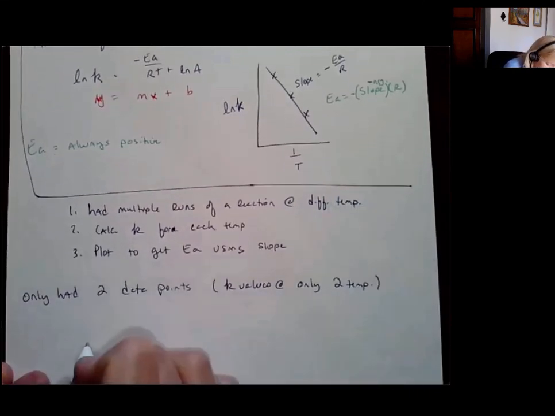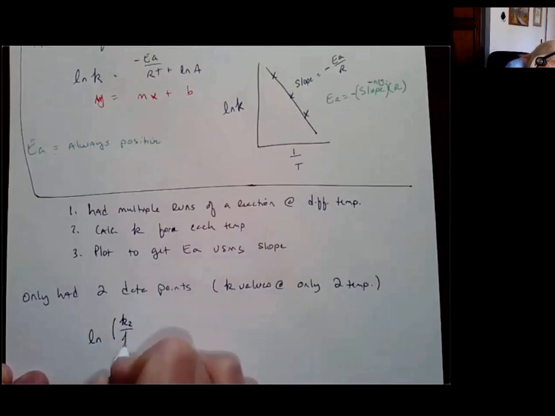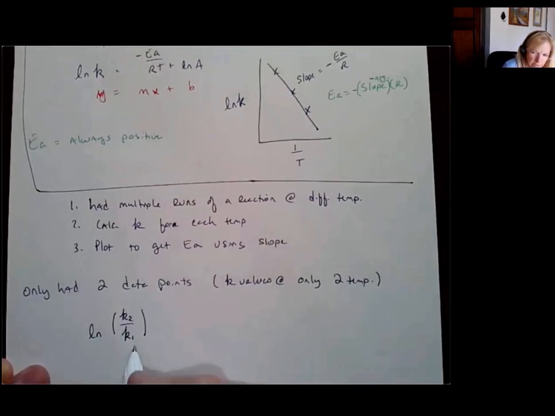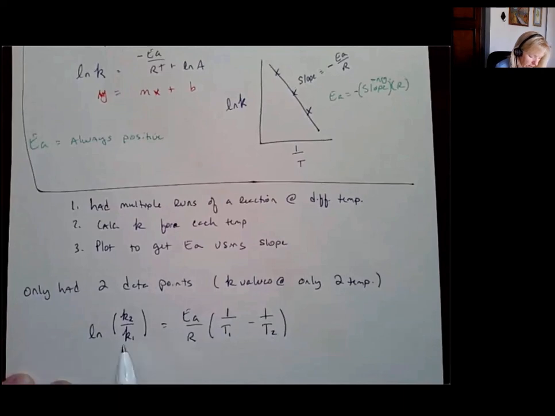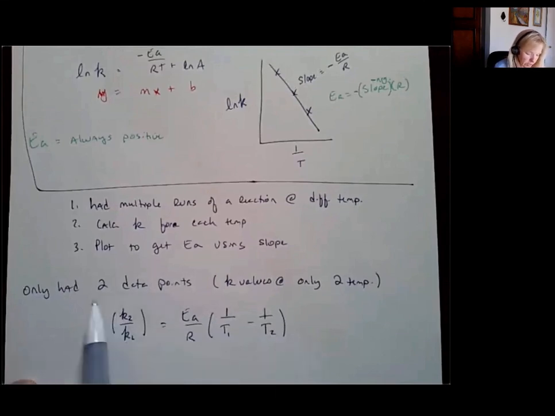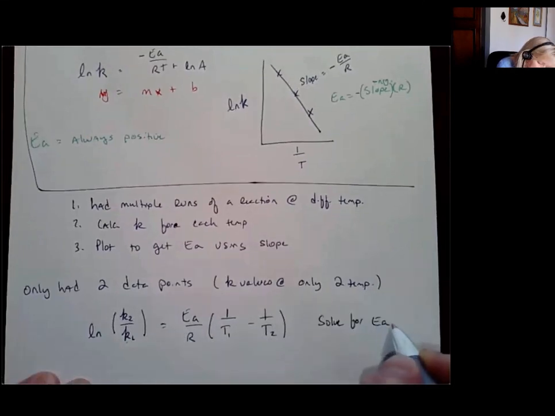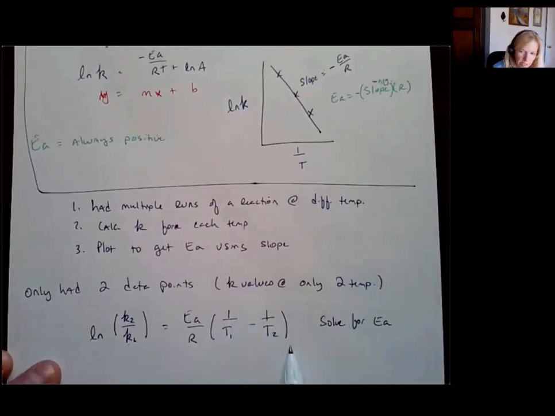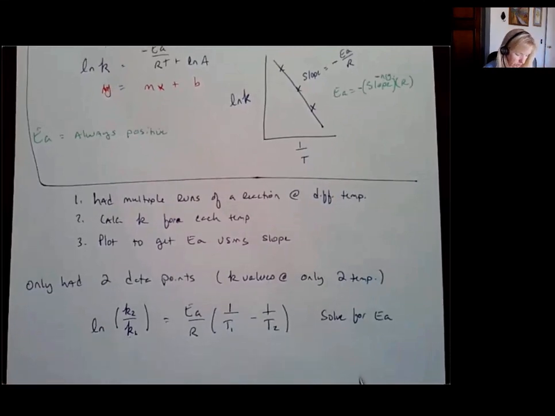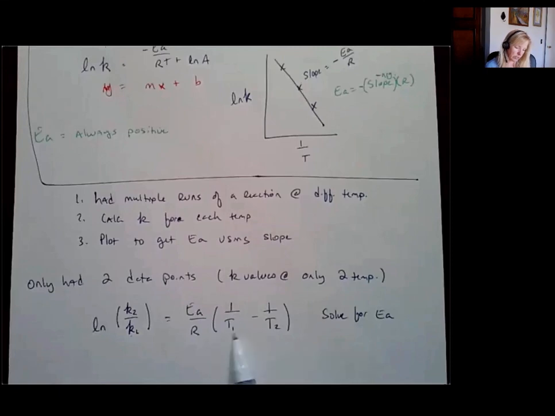If I only had 2, I could use this equation here, because remember, I'm going to have 2 different rate constants: EA over R, times 1 over T1 minus 1 over T2. So if I have run 1, I'm going to have rate constant 1 at temperature 1, and then run 2 at rate constant 2 at temperature 2. I could plug them in here and solve for EA this way. This is not as good as doing your graphical analysis, but if you only have 2 data points, there's no reason to graph them. You could just use this equation, because this is the slope here.